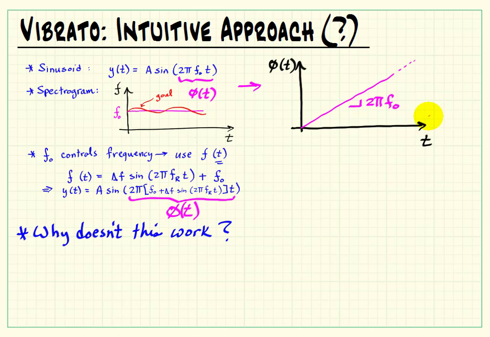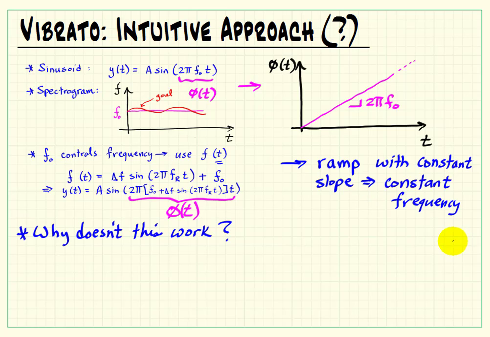To get a little intuition on this phase function, if we were to increase its slope, we have a higher frequency. If we decrease its slope, we have a lower frequency. But in all cases where we have a constant frequency, we have this constant ramp. So a ramp gives us the shape for a phase function that translates into a constant frequency.